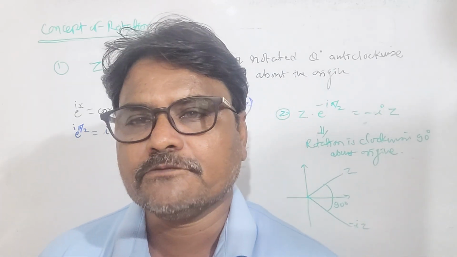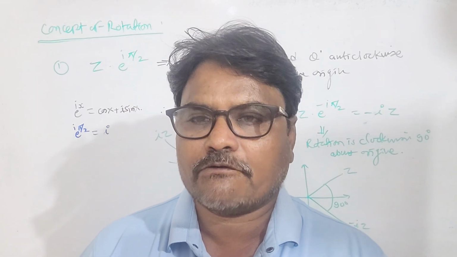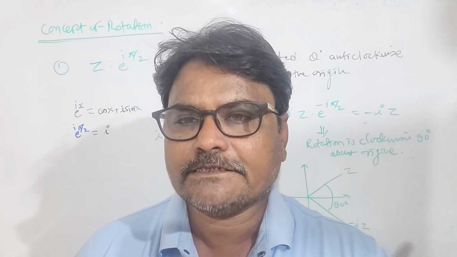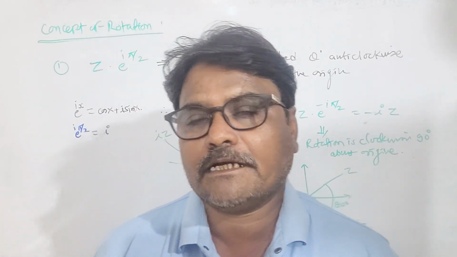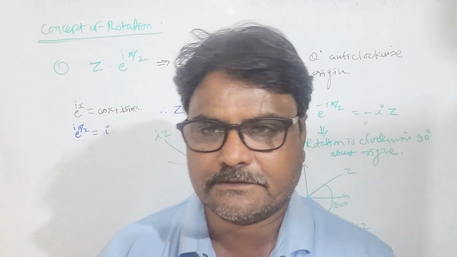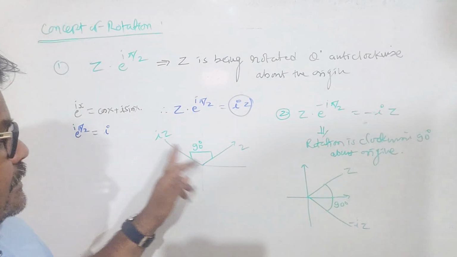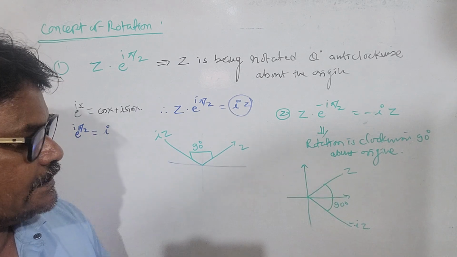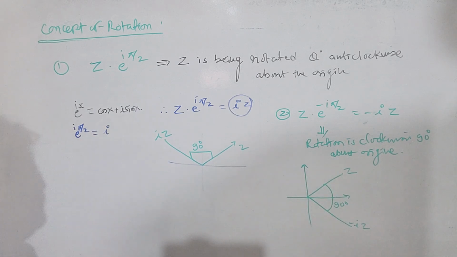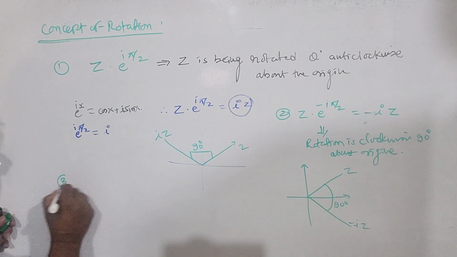When it is minus pi by 2, then it is rotated clockwise. That is, the first one is anti-clockwise, pi by 2 positive, then anti-clockwise rotation, and pi by 2 negative, then clockwise rotation. Got it? Or you can say that the angle between z and iota z is 90 degrees. The angle between z and minus iota z is also 90 degrees. This concept is very important.